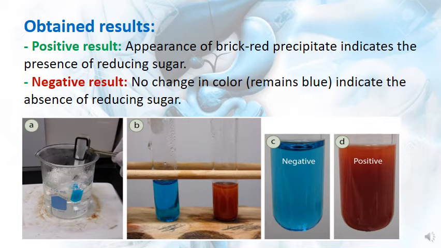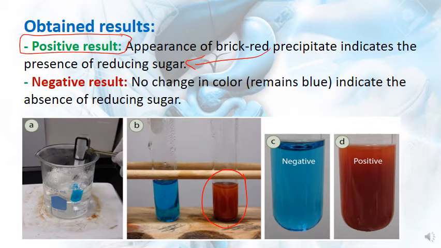Obtained results. We have a positive result, and we have a negative result. From now on, keep it in your mind: whenever we have positive, it means that we have the substance. If it's negative, we don't have the substance. The positive result with the Fehling test is the appearance of a precipitate. It's a brick red precipitate as shown in this figure. The appearance of the brick red precipitate indicates the presence of reducing sugar. So this is called a positive result.